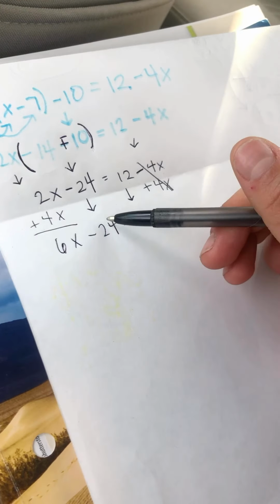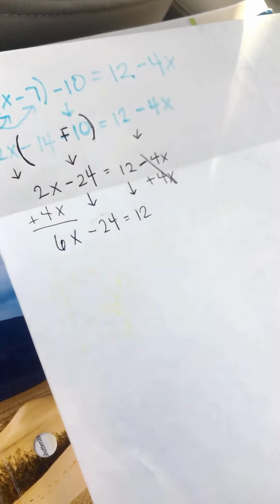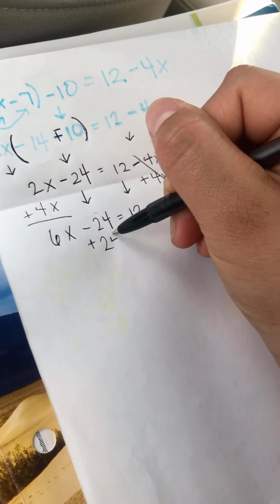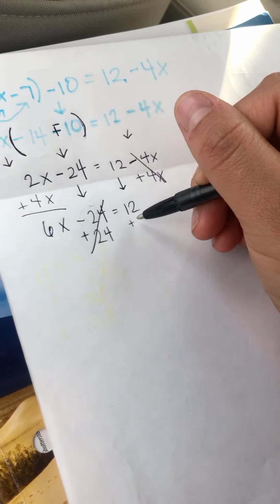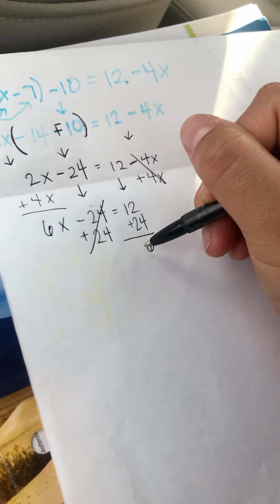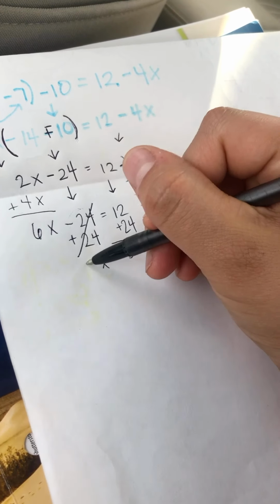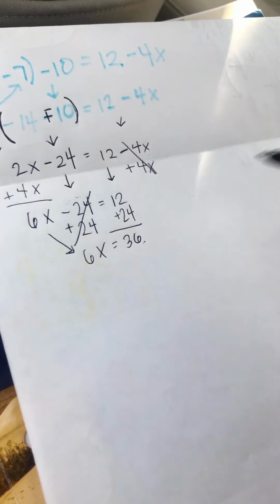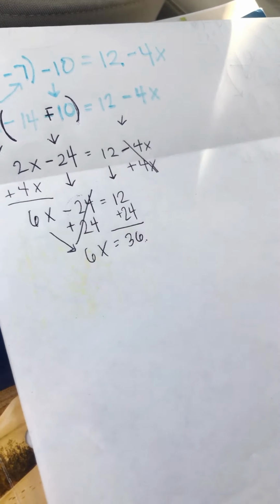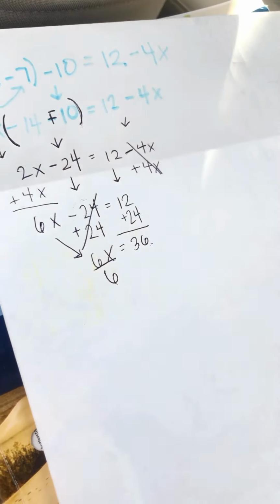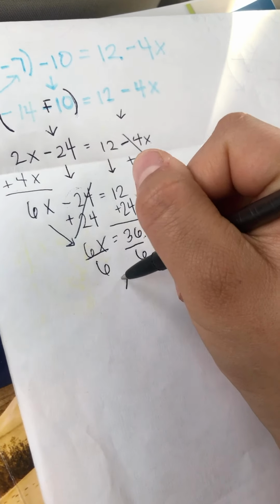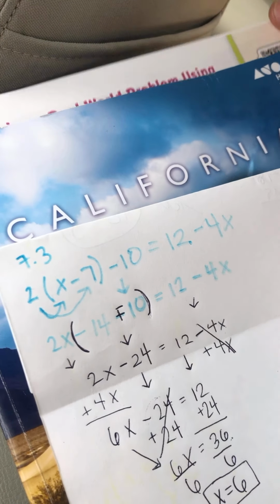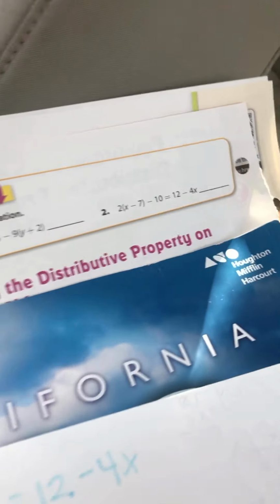And now we want all of the constants, or the regular numbers, on the opposite side of the equation from the variable. So I'm going to get rid of negative 24, let it equal 0, and I'm going to add 24 over here as well, which is going to give me 36. Now I'm just going to drop down the 6x, and I'm going to split 36 into 6 groups. And you will be getting x equals 6, which is going to be your answer for number 2.